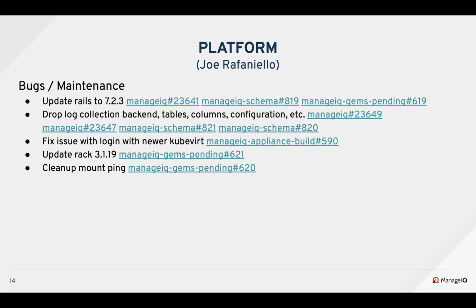For bugs and maintenance this sprint, Jason updated to Rails 7.2.3. He also dropped the backend for log collection and the related tables, columns, configuration, and a few other things. He fixed an issue with the deploy KubeVirt VM script regarding logins with the newer versions of KubeVirt. Keenan updated Rack to 3.1.19. And Jason cleaned up some of the code around pinging a mount point, as some of it was never used and no longer needed with the removal of log collection, and moving it to the collect log shell scripts. Next slide.